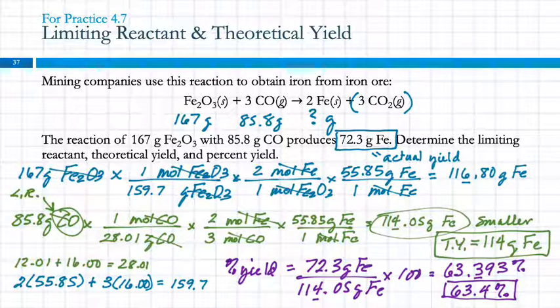So can you see why a mining company might be interested in the percent yield for their reaction? Because they're only getting 63.4% of the iron out of this ore. And so they're going to say, well, what can we do to increase this? And there are a lot of things that you can do to increase the yield. That's not a topic for today.